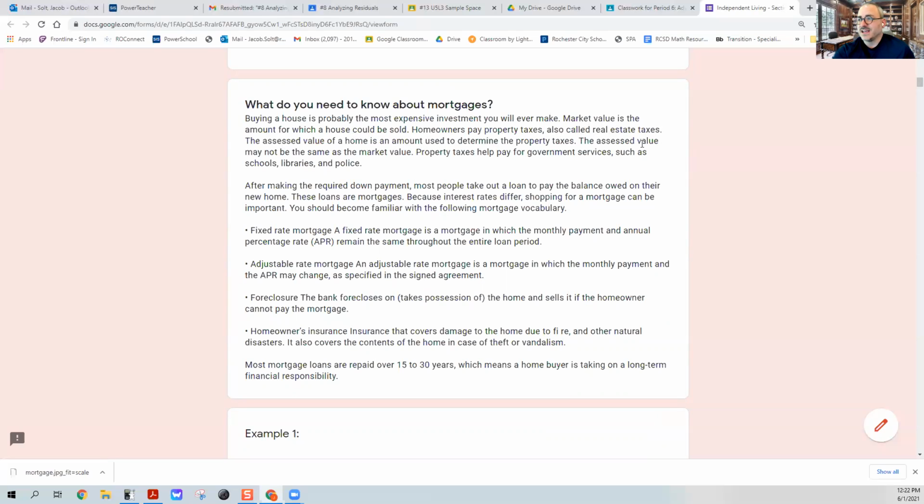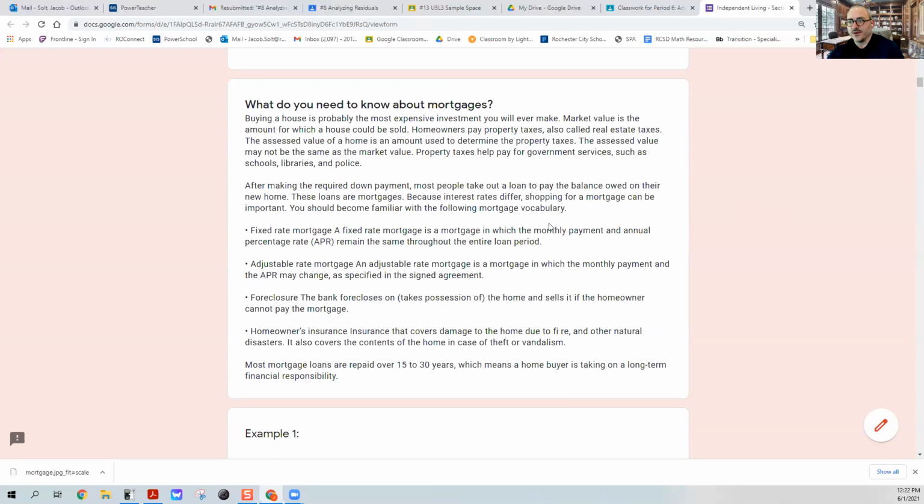As I said before, the assessed value may not be the same as the market value. Often the assessed value is a little bit higher because the state and the county and the town and the city, they want to get a little extra money from you on the property taxes. Property taxes help pay for government services such as schools, libraries, and police. After making the required down payment, most people take out a loan to pay the balance owed on their new home. These loans are called mortgages.